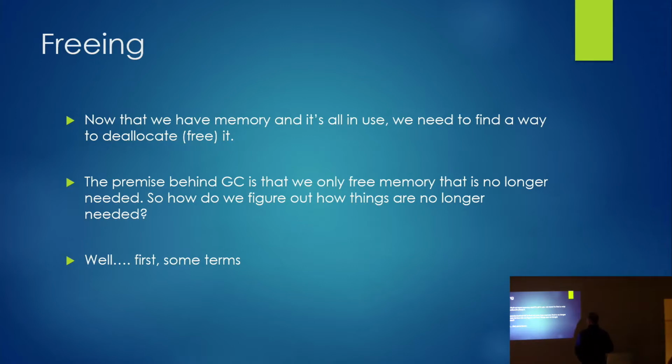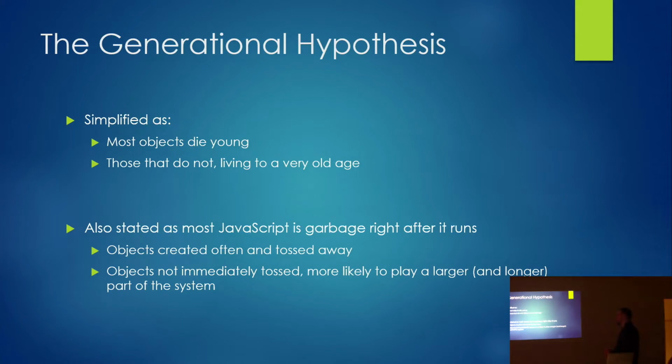Okay, so we need to figure out how to do this. How do we do it? As I mentioned, it's by figuring out what we no longer have a reference to. But like all things in the universe, I need to first define some other things before I can explain those things. So let's go on and explain those. Let's start with something called the, technically, weak generational hypothesis. All right, so the weak generational hypothesis is actually fundamental to the way modern garbage collectors and things like JavaScript work. Its premise is pretty simple.